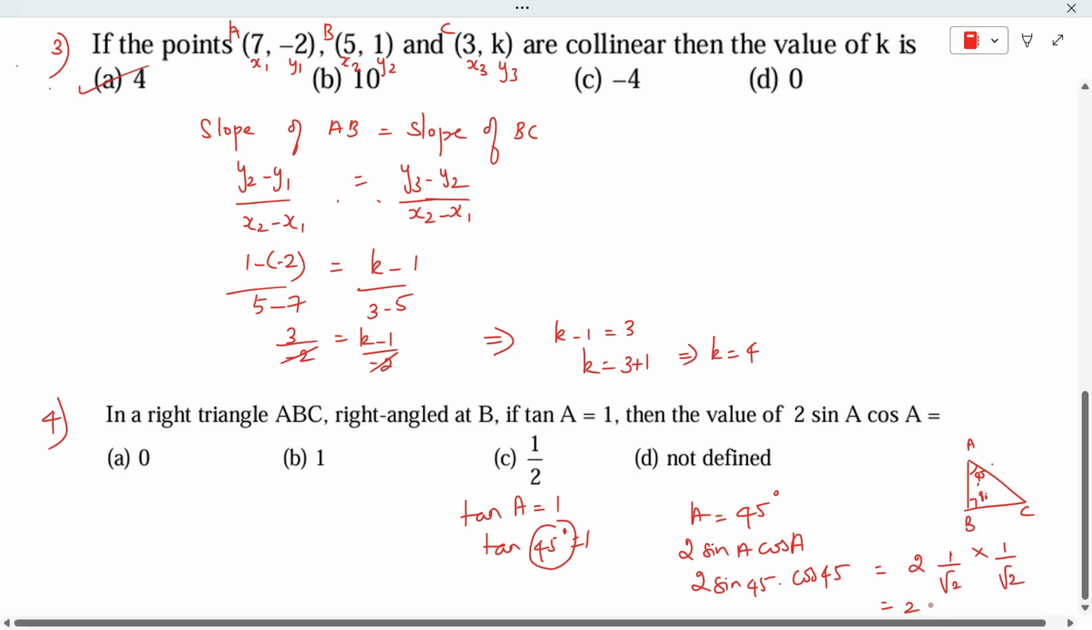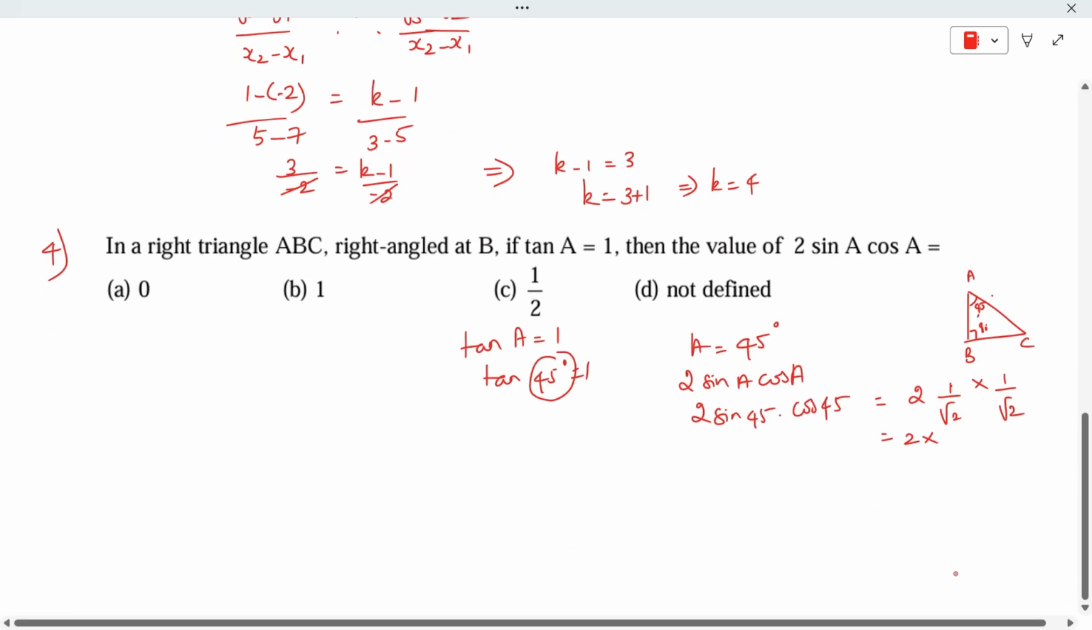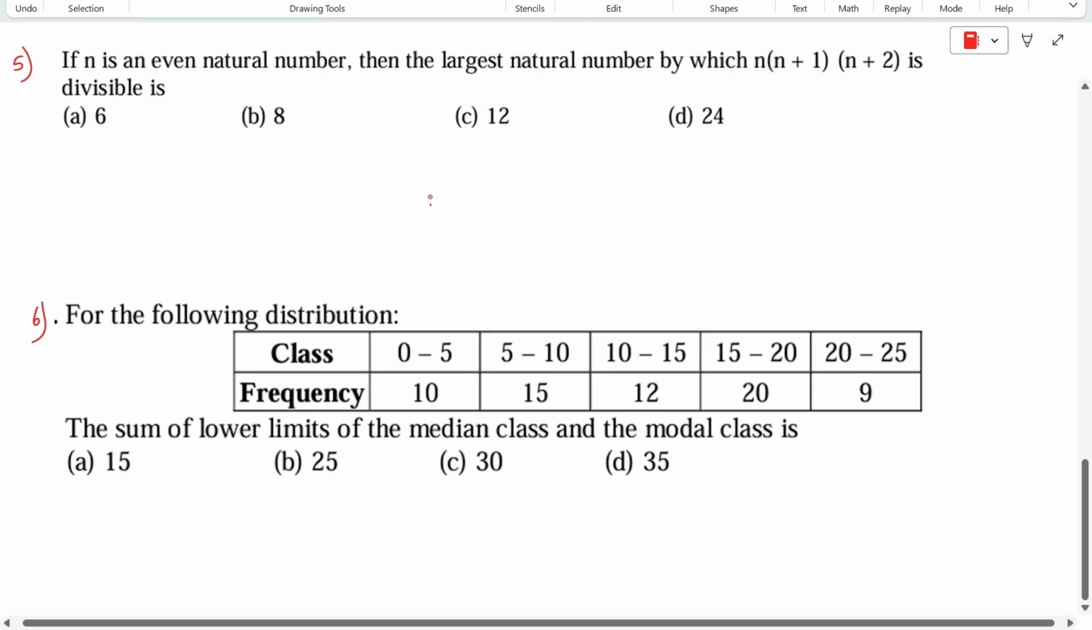So 2 into 1 by root 2, 1 by root 2 will become 1 by 2. So 2 and 2 get cancelled. So the answer is 1. The option is B. Question number 5.